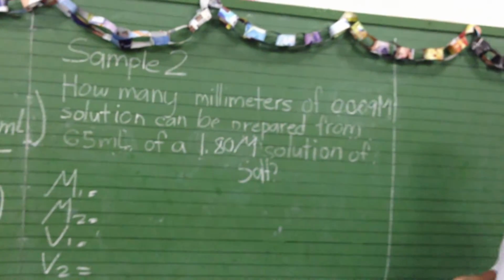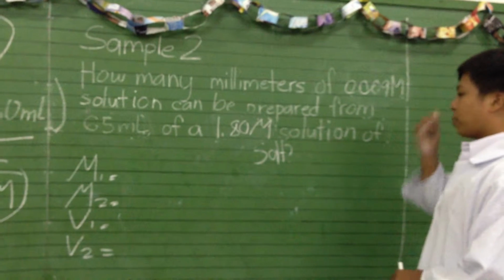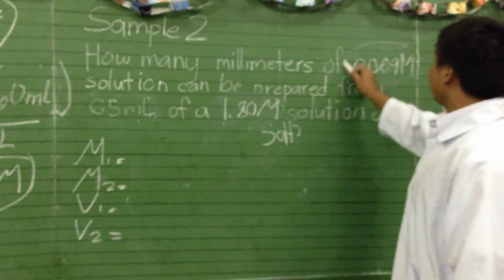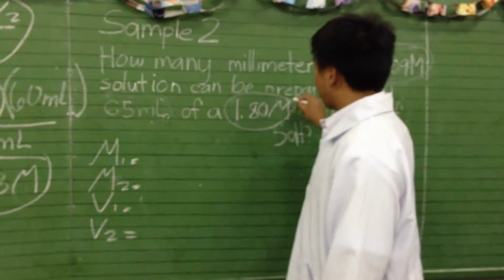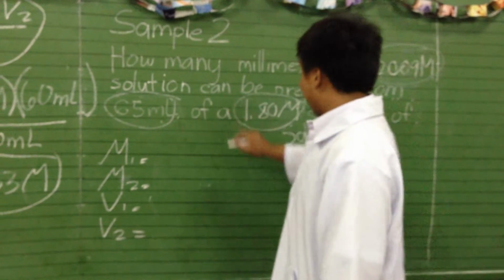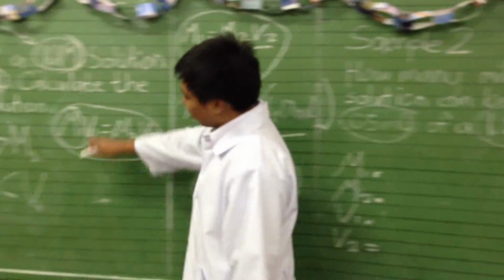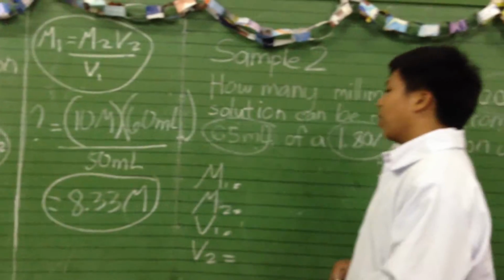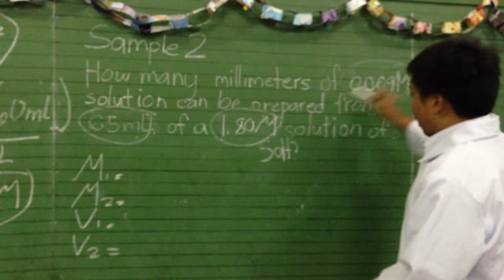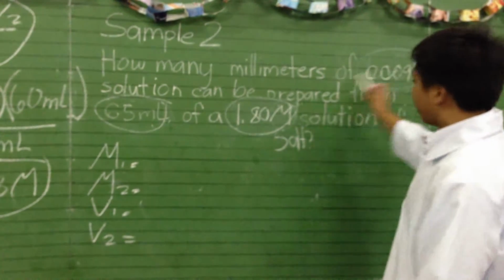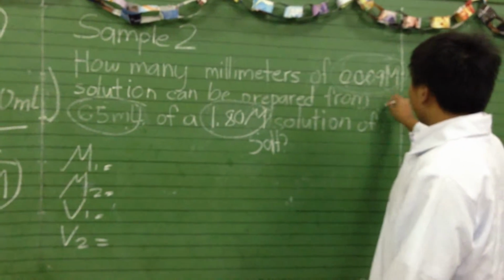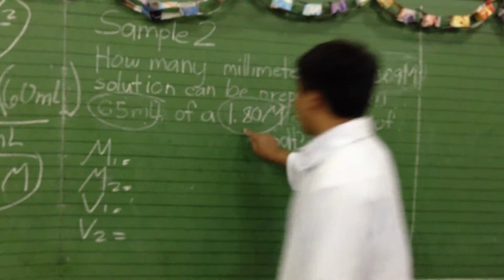Sample number 2: How many milliliters of 0.009 M solution can be prepared from 65 ml of 1.80 M solution of salt? So as we did earlier, we find the values. Now we do this once more. M1 must be greater than M2 and V sub 1 must be less than V2. So there are two capital M's. Now, M sub 1 must be greater than M sub 2. So which one is greater? Of course, it's 1.80 M.